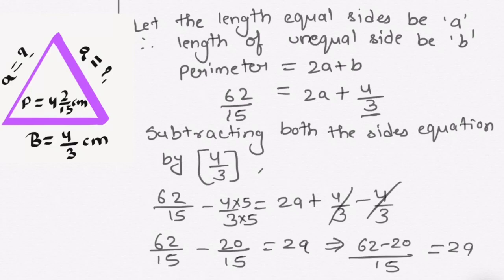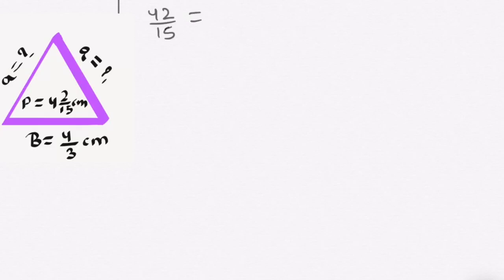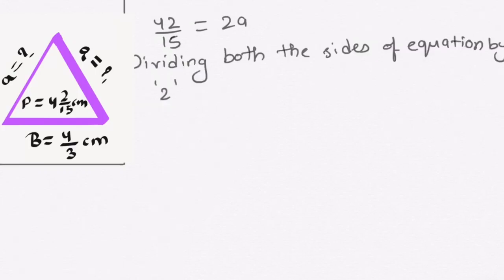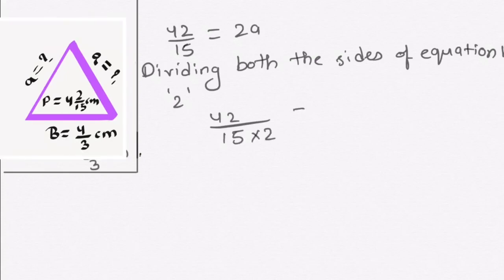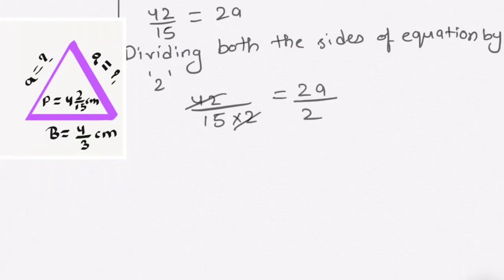Now if you subtract 20 from 62, you are going to get the result as 42. In denominator, you are going to write single 15. Again, 2 is multiplied with the variable a. So, dividing both the side of the equation by 2. So, we have 42 upon 15 into 2 is equal to 2a upon 2. 2 1s are 2, 2 2s are 4, and 2 1s are 2. Now, onto the RHS side, 2 2 will get cancelled.